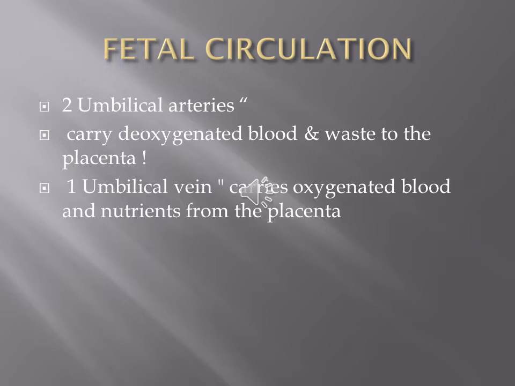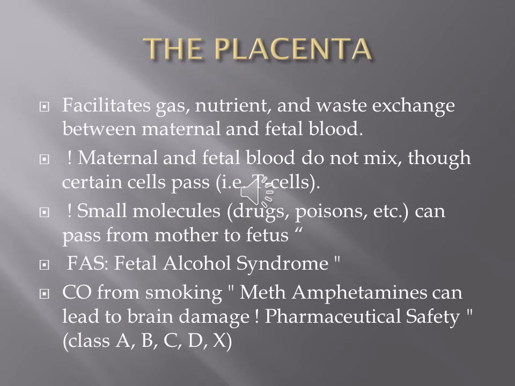Two umbilical arteries carry deoxygenated blood and waste to the placenta, and one umbilical vein carries oxygenated blood and nutrients from the placenta. The placenta is an important organ. As I said before, it is the lung of the baby, so it facilitates gas, nutrient, and waste exchange between the maternal and fetal blood.